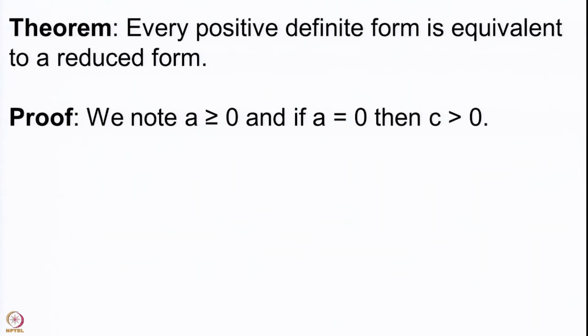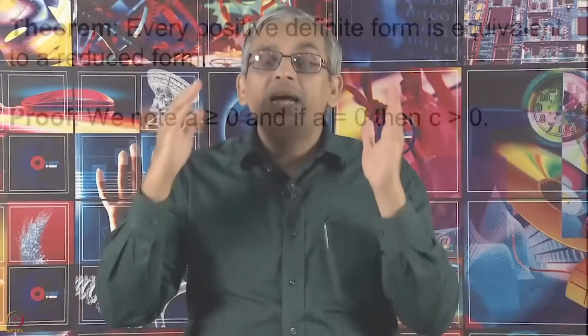Remember, the constants A and C are always represented by the form. If you have the form f of x,y equal to ax² plus bxy plus cy², you put x equal to 1 and y equal to 0. f of (1,0) is A and f of (0,1) is C. So, A has to be bigger than or equal to 0 because the form is positive definite.